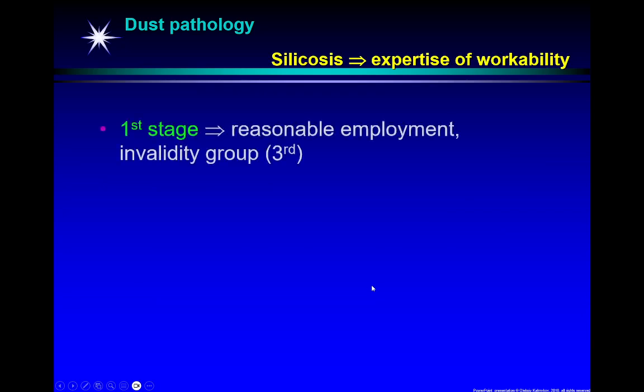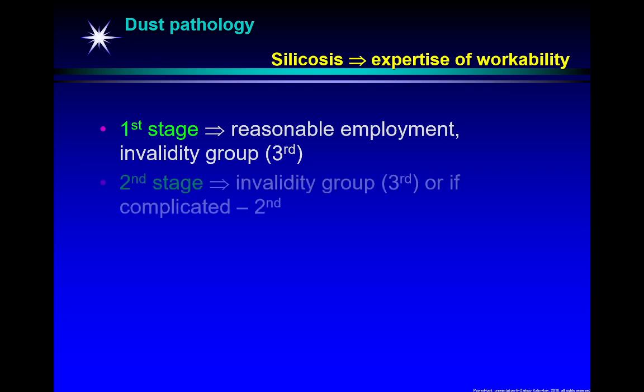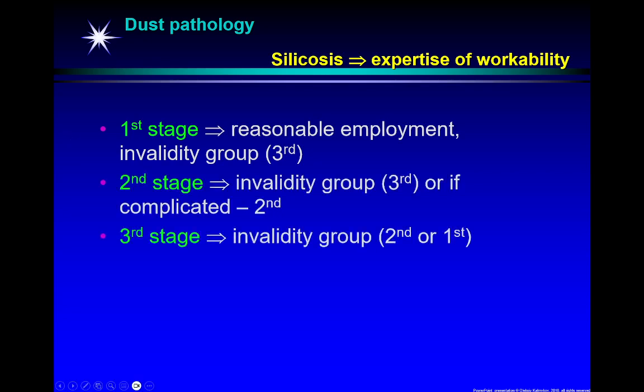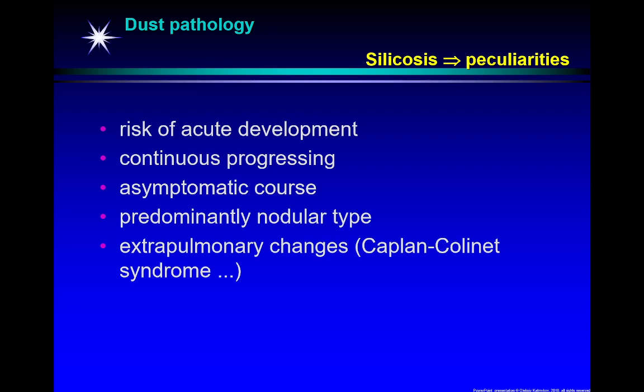In case if silicosis has been diagnosed, at first stage of silicosis, the reasonable employment is indicated with probable third invalidity group application. At second stage of silicosis, there is obligatory invalidity group of third or second grade. And in case of third stage of silicosis, it's definitely invalidity of second or even first grades. And peculiarities of silicosis include a risk of acute development, late development, for instance, as well, continuous progressing.